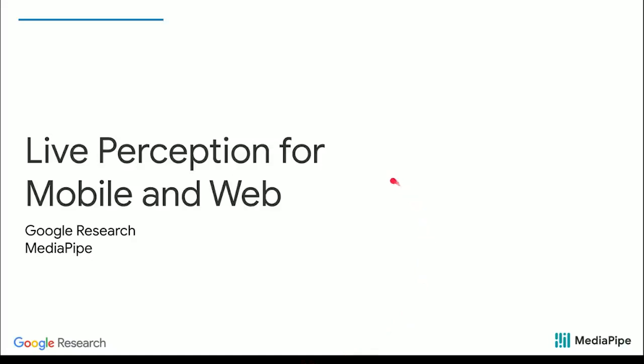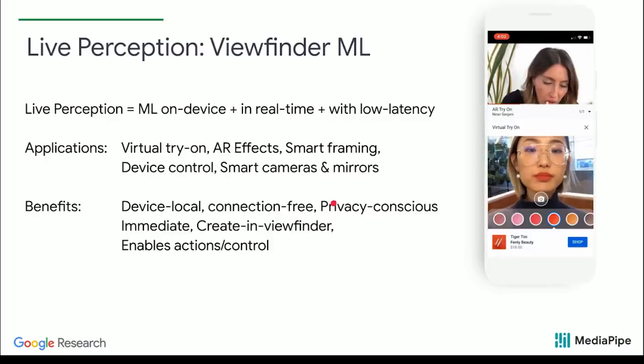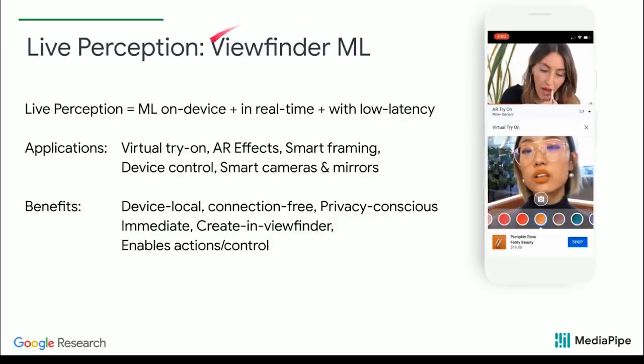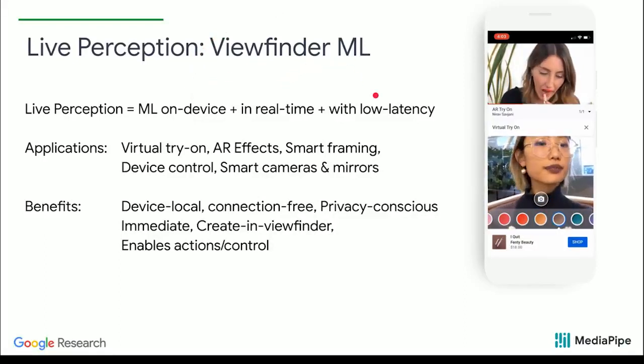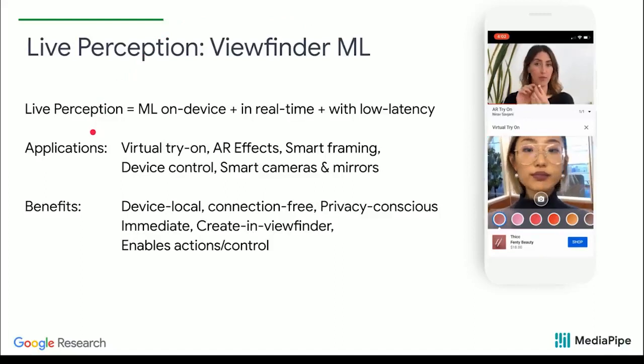I'm going to talk today about live perception for mobile and web. What do we mean by live perception? Basically, any kind of machine learning that happens in the viewfinder. That is, on device, in real time, and with low latency. There are an abundance of applications.